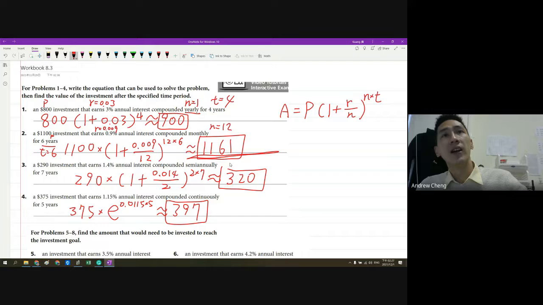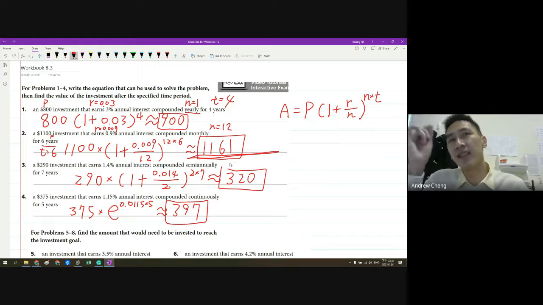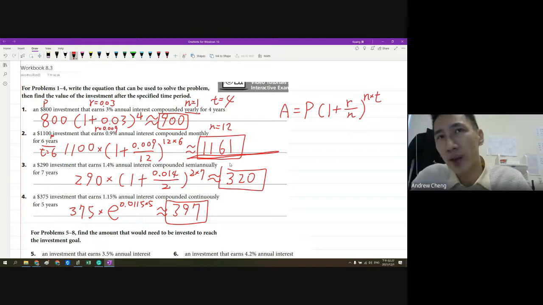Okay. All right, it's all the same. So semi-annually, that's every 6 months. Every 6 months is 2 times per year, so N equals 2. And so this is slightly different. What is continuously? That means every single moment, every second, not only every day, even every 0.1 second. It keeps compounding continuously.